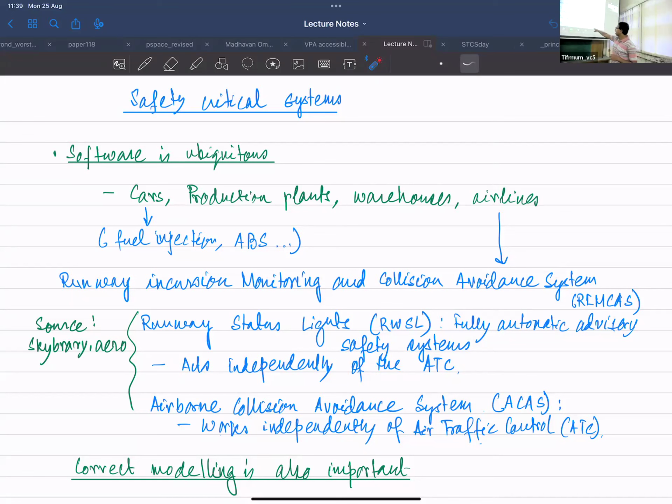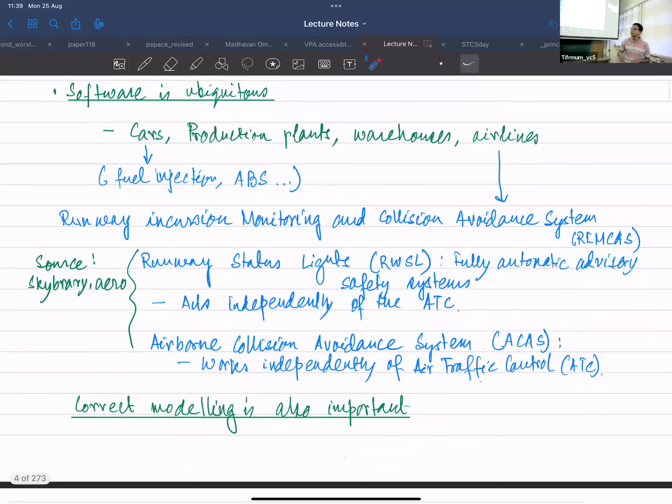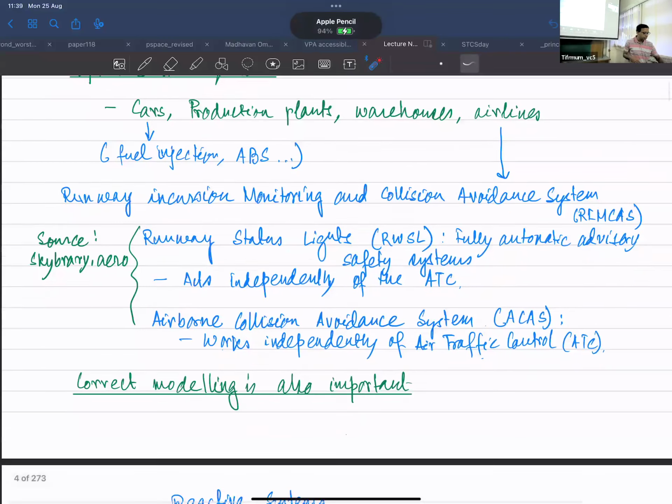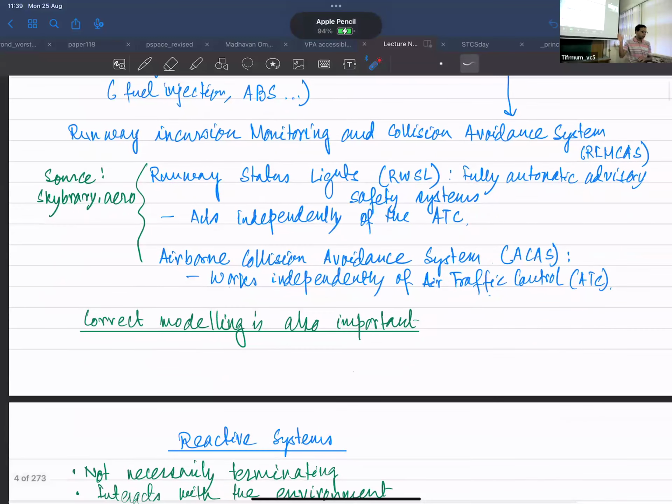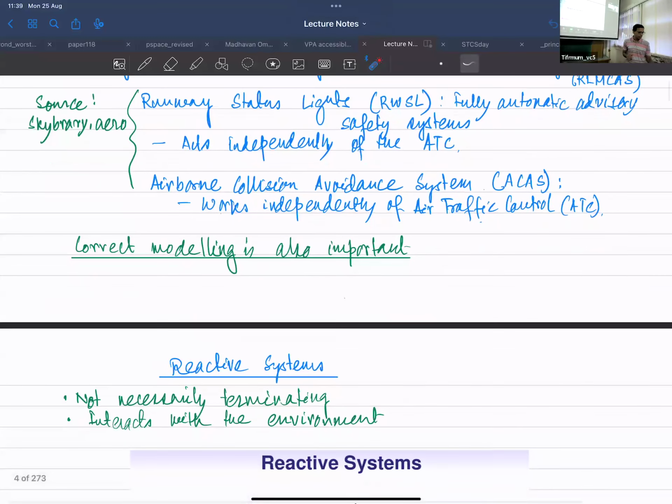Then there is another thing called ACAS, which is the Airborne Collision Avoidance System. This is for flights which are already airborne. The flights are moving and you want to ensure that two flights don't come very close to each other. So there is this kind of software also. Though the ATC also keeps monitoring that two flights are not close enough, at the same time there are these other things which usually run independently.